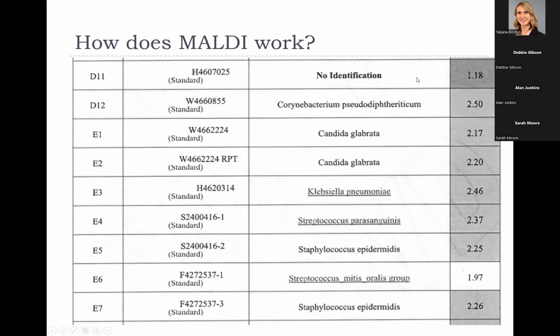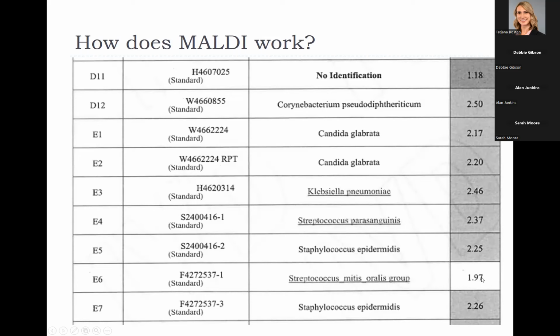So you can look at this one right here. Sometimes it doesn't work. It gave us a score, but it's going to say it's not a good enough score. There's no identification there. But a Corynebacterium pseudodiphtheriticum, excellent score. Candida, Klebsiella, all these different bugs here have given us good scores. You may notice this one here. If this were in color, which my printer wasn't, this would be red. These would all be green because they're greater than 2.